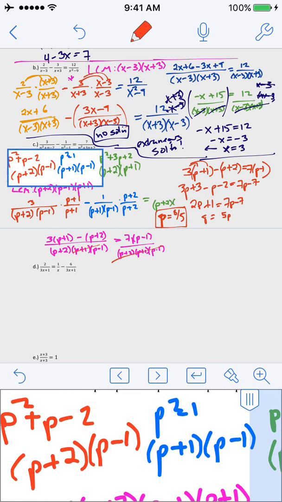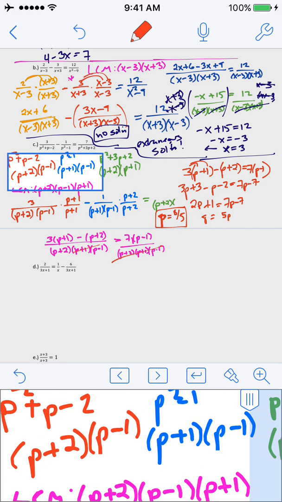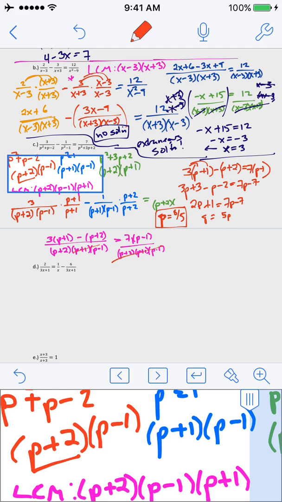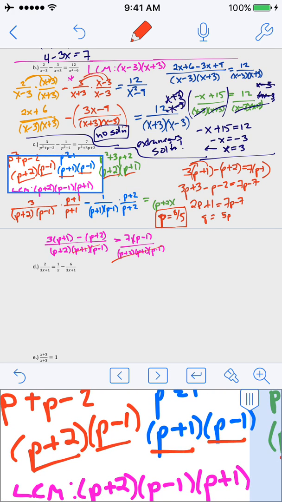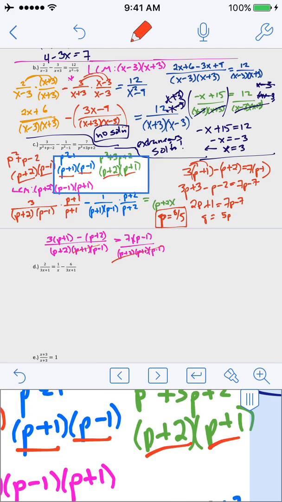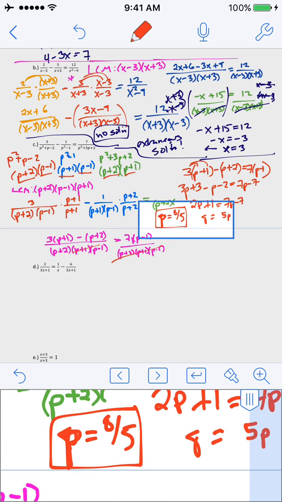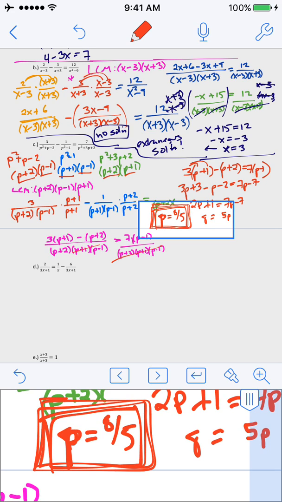Alright, we'll double check that that's not a problem. I can't have any of these factors be 0. So it looks like I can't have p equal to negative 2, positive 1, or negative 1. 8/5 is none of those. So that is my real solution. That is not extraneous. That is a real solution that makes sense. Fabulous.